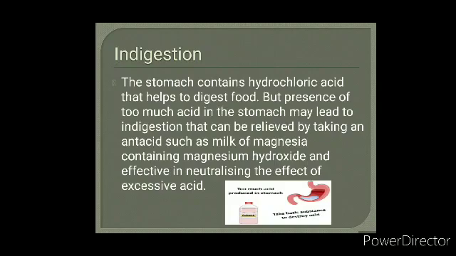And to relieve indigestion, we take an antacid. It neutralizes the effect of excessive acid and relieves us from the pain. So we should take an antacid whenever we feel we are suffering from indigestion, because in indigestion the stomach releases excess hydrochloric acid. To neutralize that excess hydrochloric acid, we need some base, and for that purpose we take an antacid which contains milk of magnesia. Remember that milk of magnesia is a base which will neutralize the effect of hydrochloric acid.